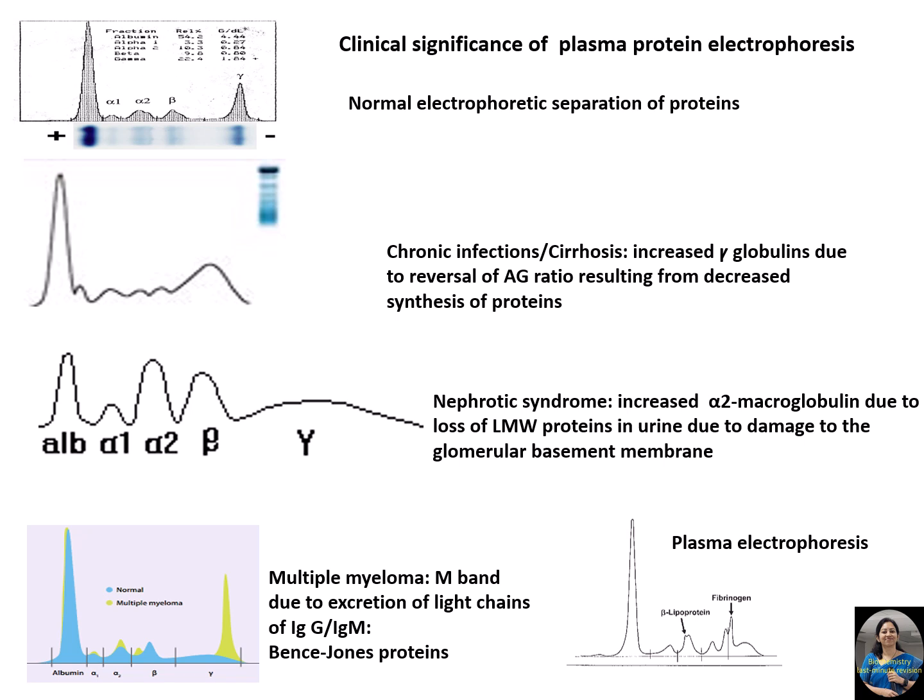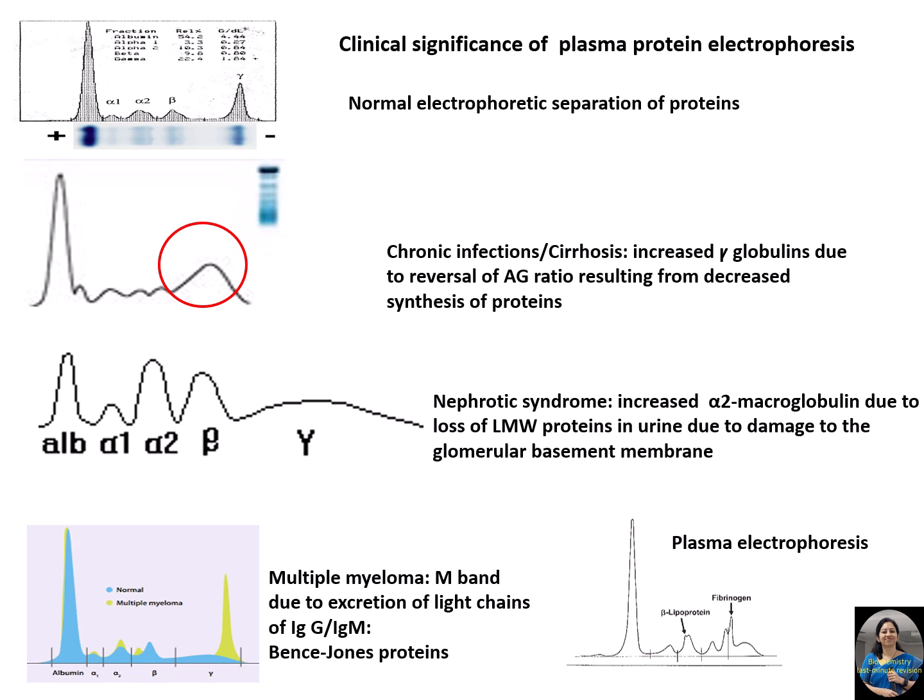So the first image represents the normal electrophoretic separation of plasma protein, with the fastest moving band being the albumin, followed by the alpha 1 fraction, alpha 2 fraction, then beta, and lastly the gamma fraction. In chronic infection and in cirrhosis, there is increased globulins due to reversal of the AG ratio resulting from decreased synthesis of albumin. So this is the widened gamma globulin band, as you appreciate in the image.